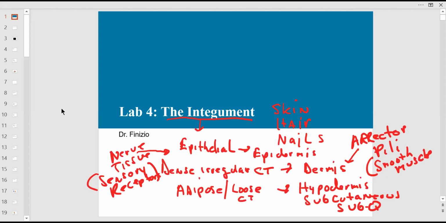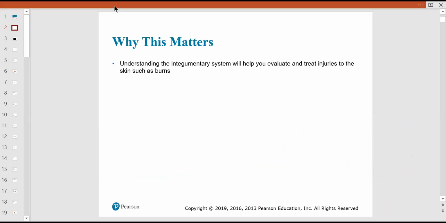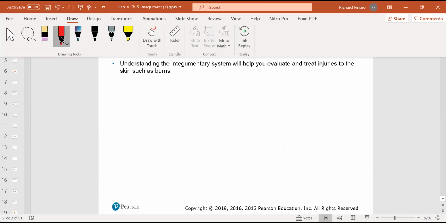So in one way or another, you have all tissue types. You have epithelial, you have connective tissue, you have nerve tissue, and you have muscle tissue. So all 4 tissue types are represented in the skin. And that's what we'll call it too. Why this matters, Jeremiah, I really don't know. It all matters.